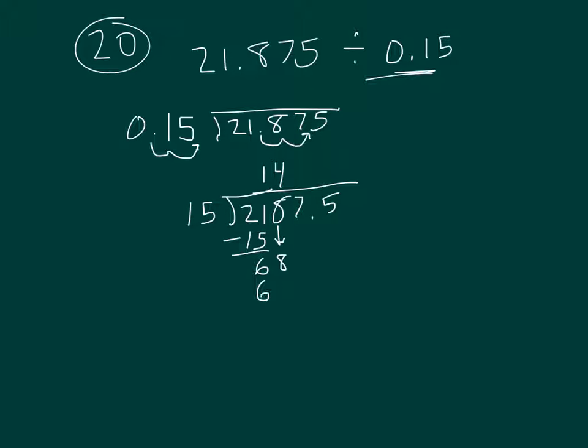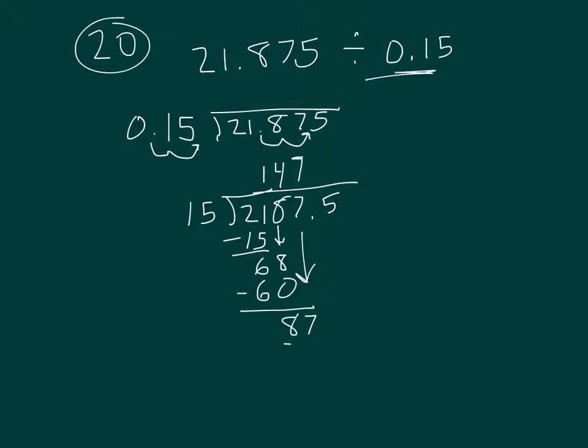4 times 15, you can do 4 times 5 is 20. Carry the 2, you get 60. I just happen to know 4 times 15 is 60. Subtract that, I get an 8. Bring down the 7. If 4 times 15 is 60, 5 times would be 75. 8 times would bring up to 90, which would be too high, so this has got to be 5.